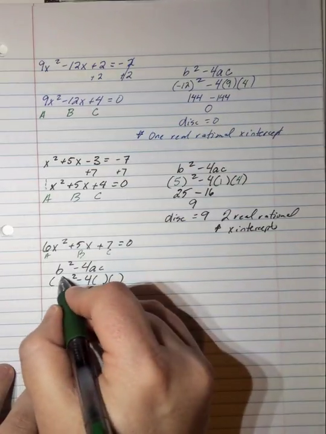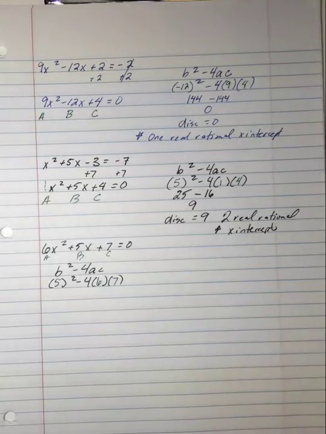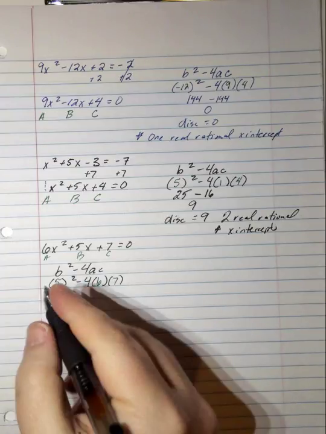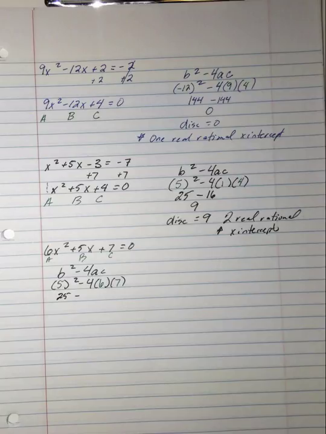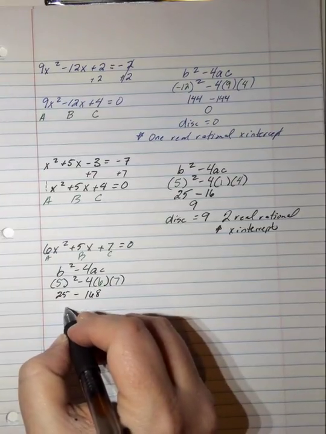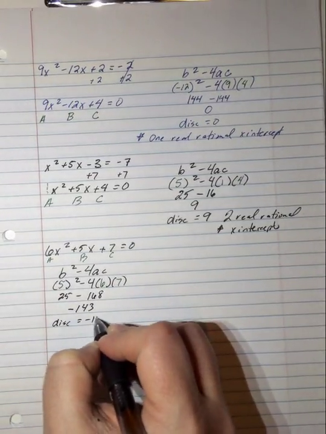So your b is 5. Your a is 6. Your c is 7. And do some math here. Now again, type it in. If you're concerned about missing some computation here, you should get 25 minus 4 times 6 times 7 is going to be 168. So 25 minus 168 is going to be a negative 143. So your discriminant is a negative number.